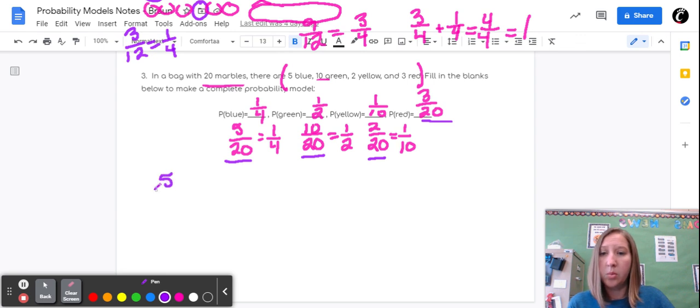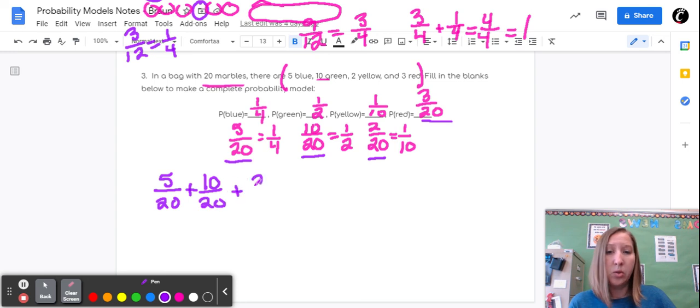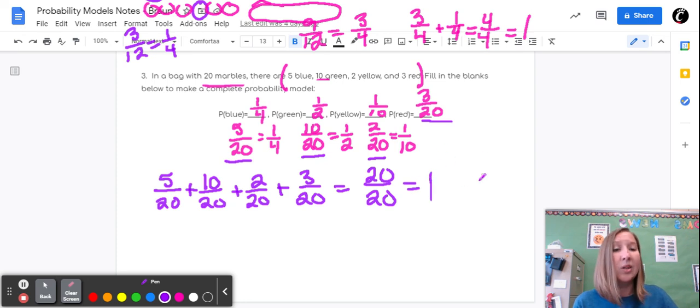I'm going to add 5/20 plus 10/20 plus 2/20 plus 3/20. And if I add those together, 5 plus 10 is 15, plus 2 more is 17, plus 3 more is 20/20. And 20/20 is equal to 1, so this does make a complete probability model.